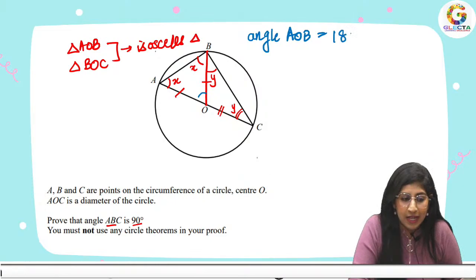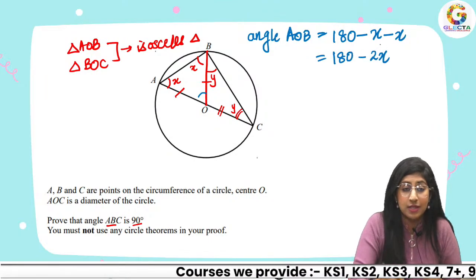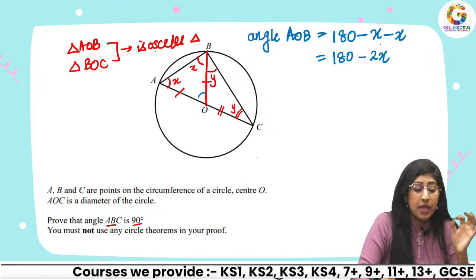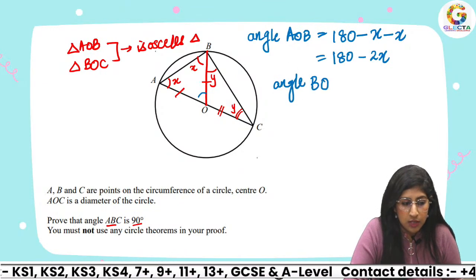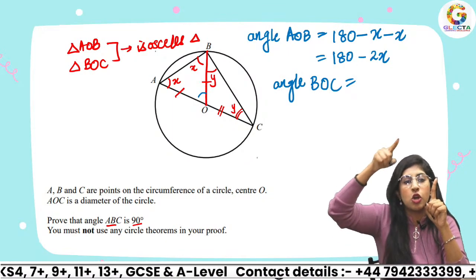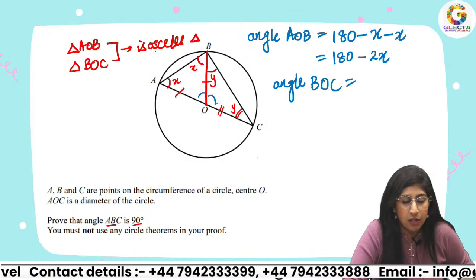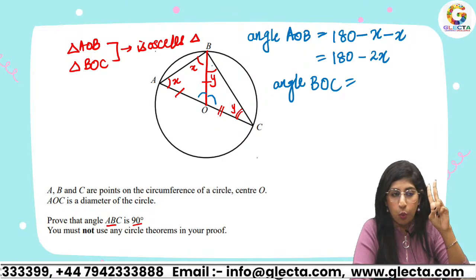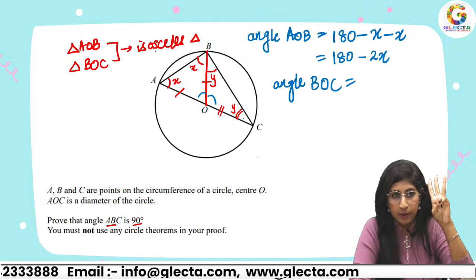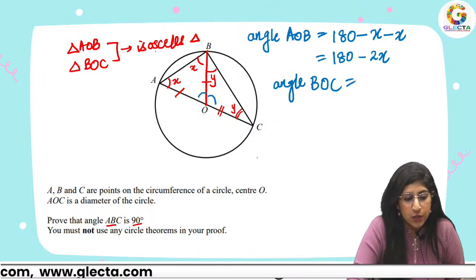So, 180 take away the other angles, X and X. That is 180 take away 2X. That's angle AOB. Similarly, if I want to work out angle BOC, you know, in a triangle, all the angles add up to 180 degrees. So if you want to work out this angle BOC, you would do angle BOC plus this Y plus this Y. All these 3 angles would add up to 180 degrees.